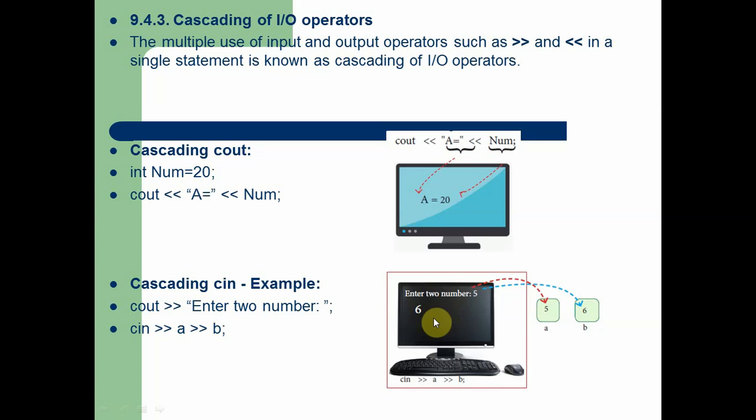So at the time of inputting data during execution, we should give a space between the first and second value. This is called cascading input and output operators.